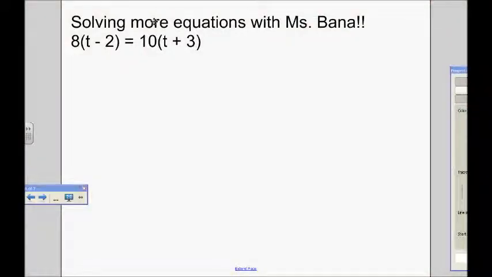Yay! More solving equations with Miss Vanna! Can't get enough, can you?